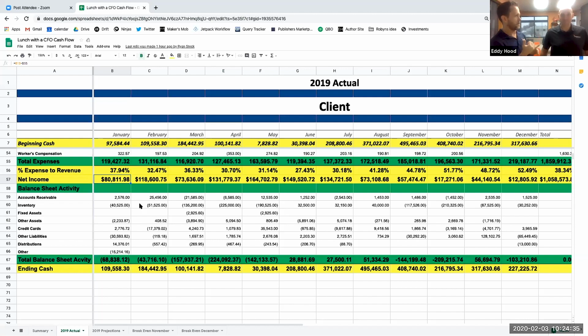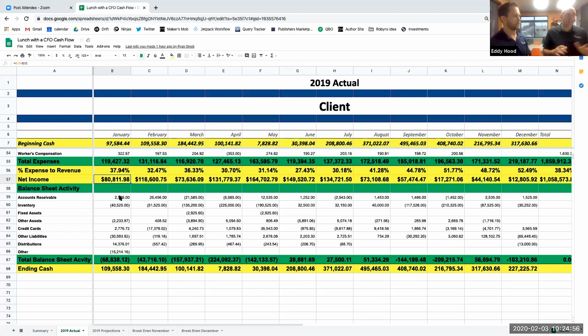Things like loans, movement of inventory, the timing of AR, AP. All of that stuff screws up your cash flow really fast. So to Eddie's point, this is where we're going to look at the timing of things in the balance sheet. The balance sheet is actually really tricky when it comes to cash flow.